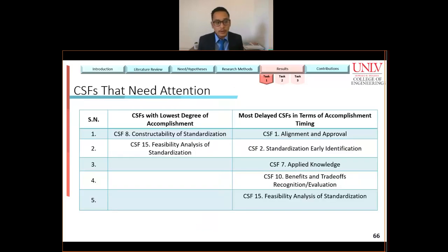So in conclusion, the industry needs to pay attention to CSF 8 and 15 because their degree of accomplishment from actual projects analysis is quite low. And for timing, CSF 1, 2, 7 (Applied Knowledge), 10, and 15 are not being accomplished in the recommended timings, and the industry needs to pay attention and put extra effort into accomplishing these CSFs in a timely fashion.